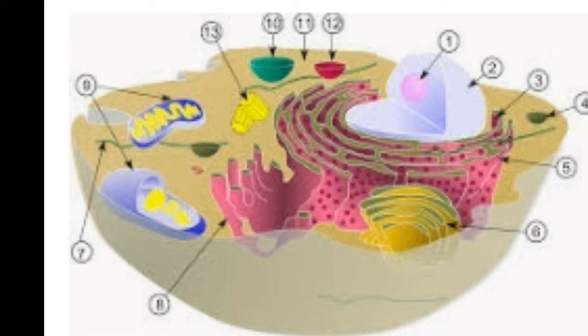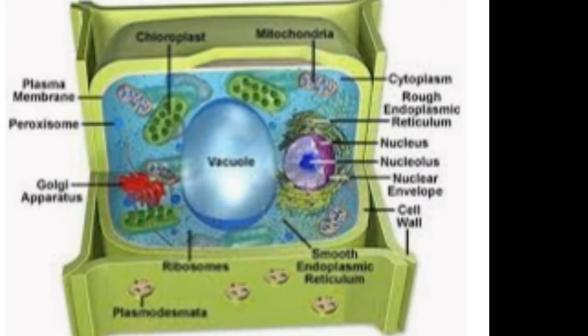In young cells, it is normally present at the center of the cell, but in the matured cell, it may be present at the periphery also. Some cells may contain more than one nucleus, that is, certain algae, fungi, skeletal muscles, etc. That type of cells. So let's have a look at the structure of the nucleus.